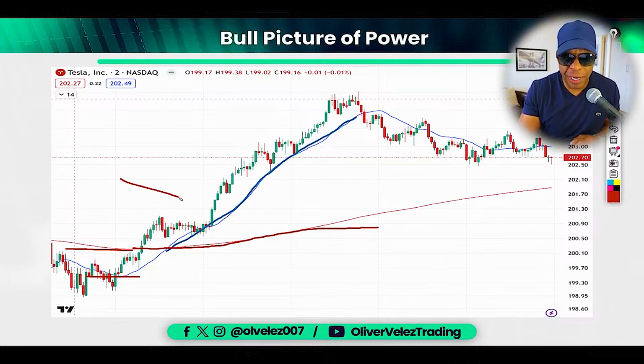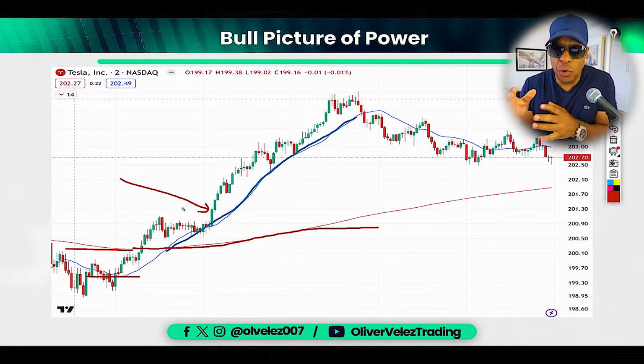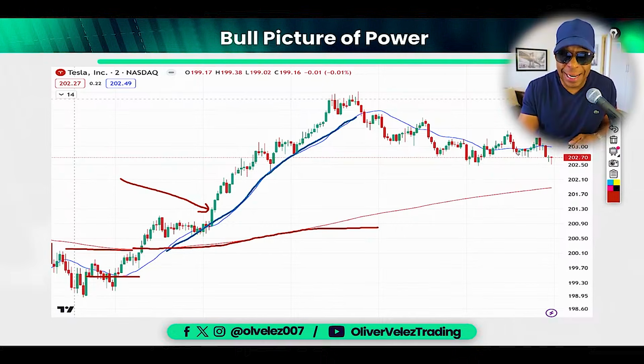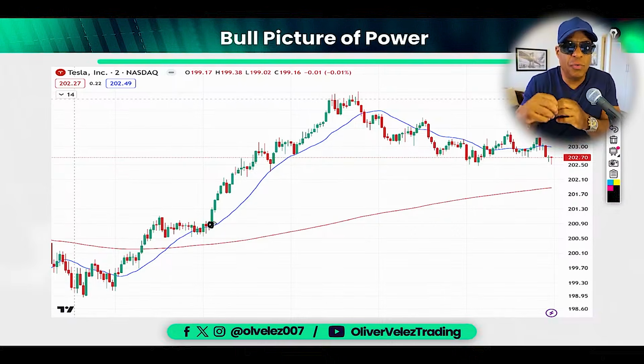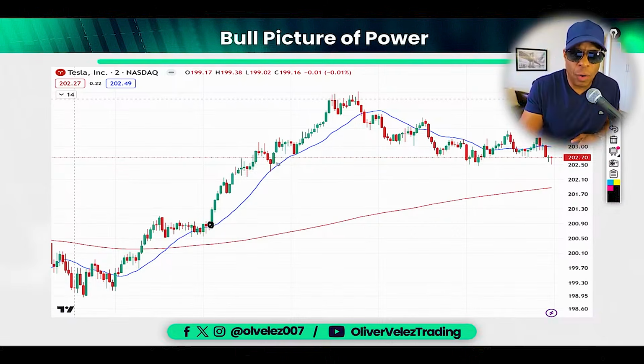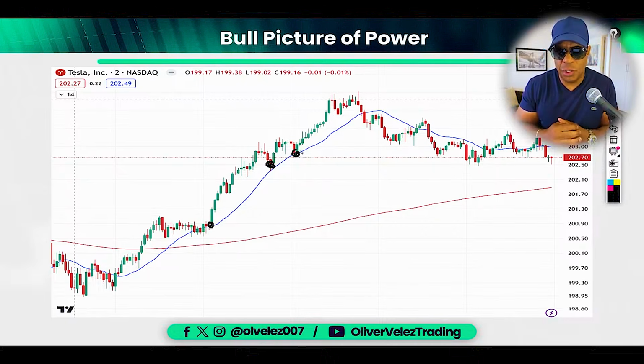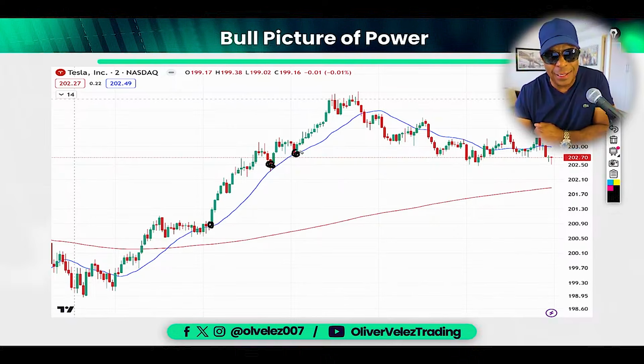So look at strength bars, fat green bars, power bars that originate near the 20-period moving average. Look at this. The power bar originates near. It doesn't have to touch it. It just has to originate near it. Power green bar originates near the rising 20-period moving average. That's the first thing. When you have the bull picture of power, power bars that originate near the 20-period moving average are buys.